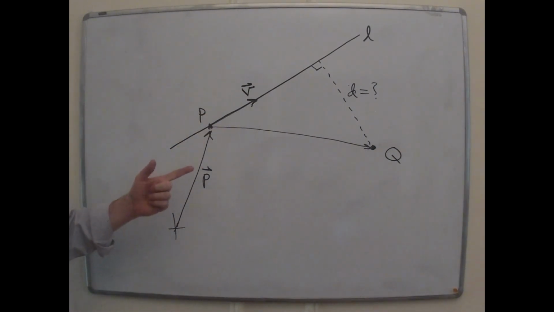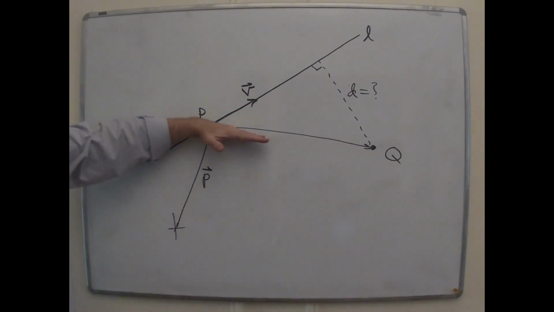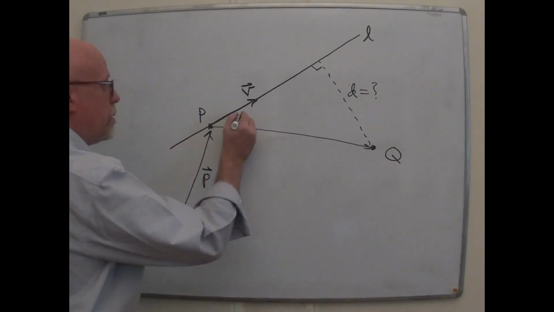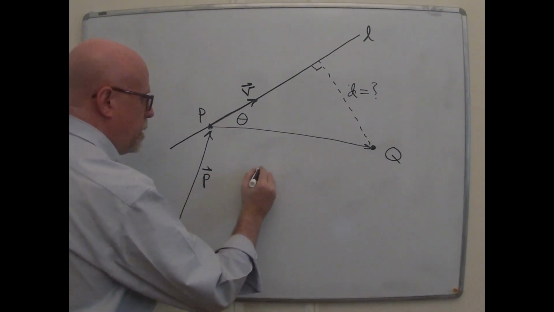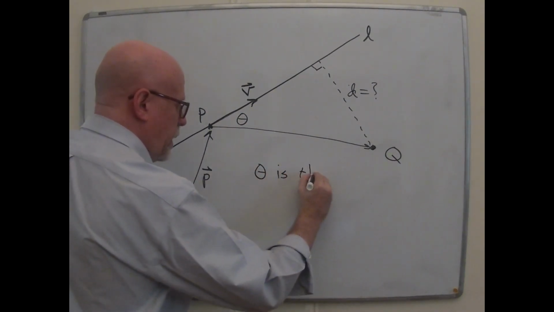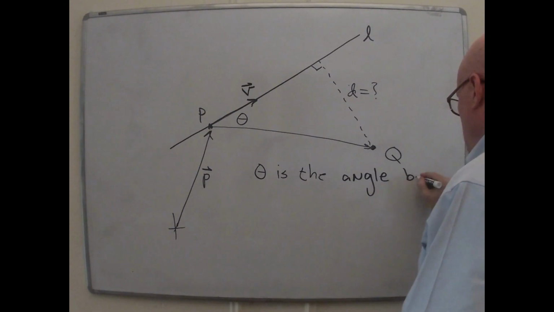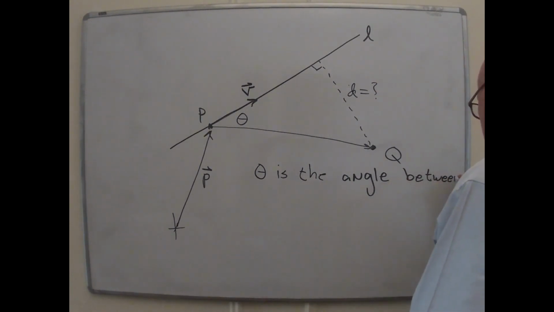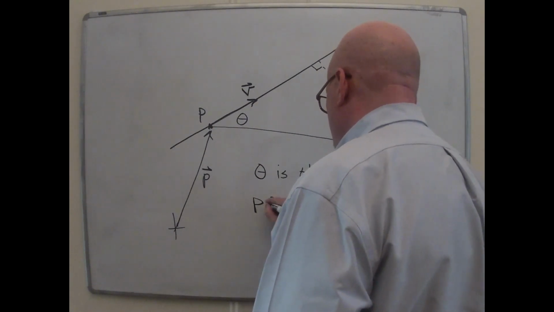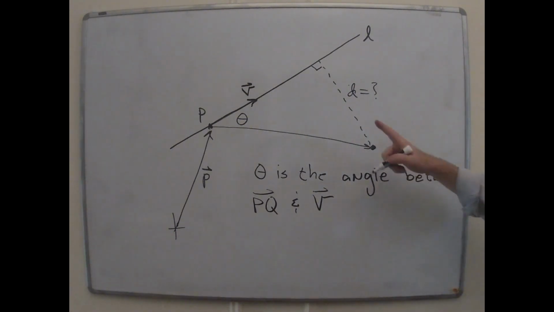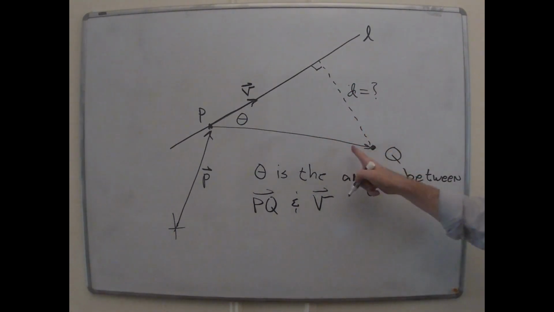Well, beyond that, there's an angle right here across from the side we're interested in. And notice what that would be: the angle between the velocity vector and PQ. So theta is the angle, oh, I just said it. Let me just write it down. It's the angle between PQ and the velocity vector. So if we do a dot product computation with V and PQ, we'll get the cosine of that angle out.